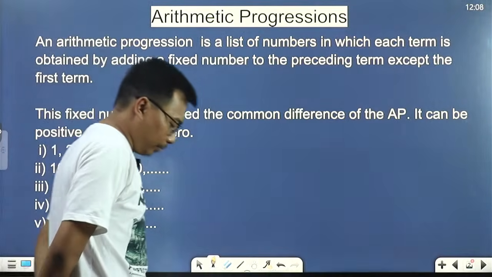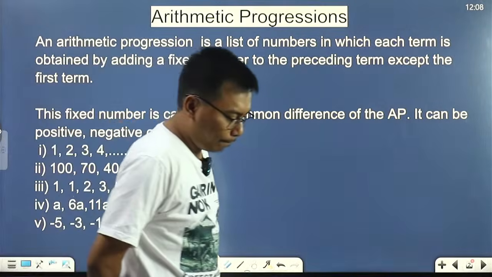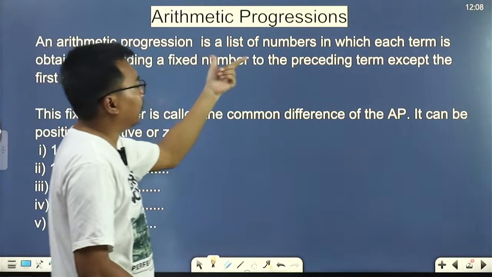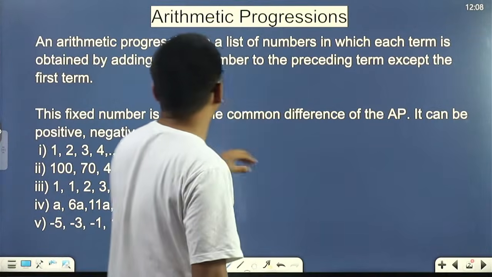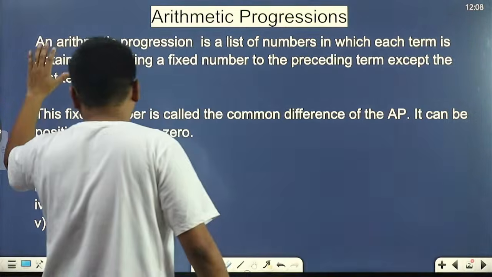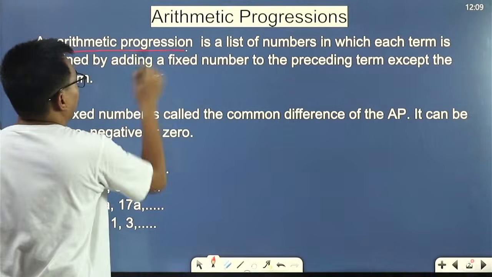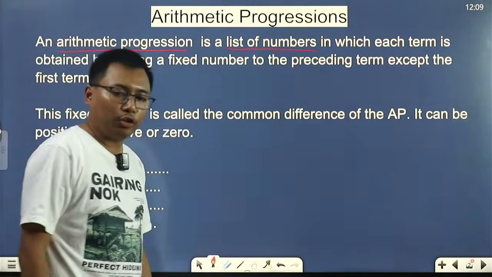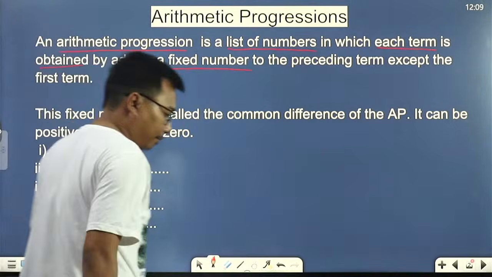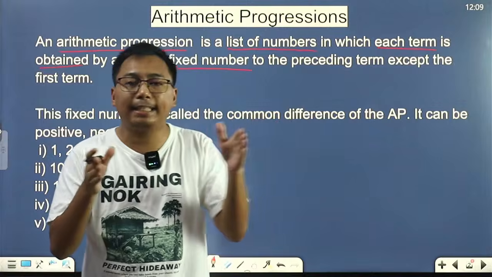Now, first of all, since our chapter is called Arithmetic Progressions, what does it mean? What is an AP? If you read the definition, it's written here: an arithmetic progression is a list of numbers in which each term is obtained by adding a fixed number to the preceding term, except the first term. So if we read this definition, first of all, it is a list of numbers, or you can say a sequence of numbers.